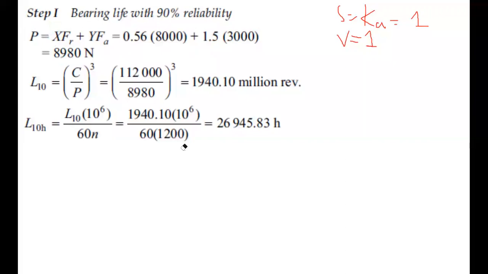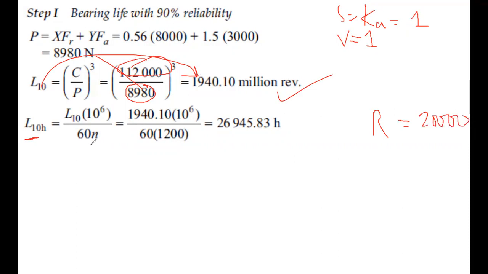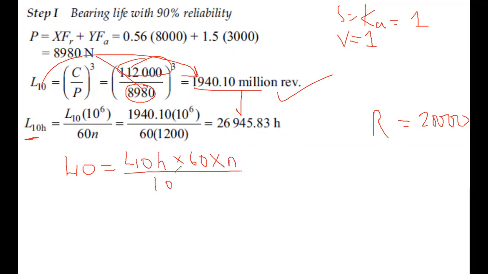Next, L10. Since in our numerical C is also given, and P we found out, L10 in million revolutions is 1940.10 million revolutions. This was our first step, the first answer that they were expecting from us. Now, L10H I want, because they want reliability for 20,000 hours. So I have to convert these million revolutions also into hours. How? We have a simple formula. L10 is L10H into 60 into N divided by 10 raised to 6.